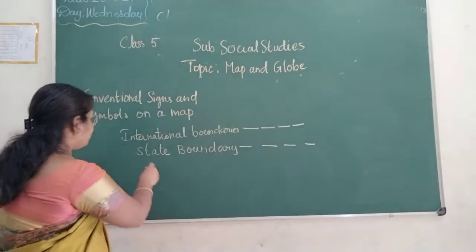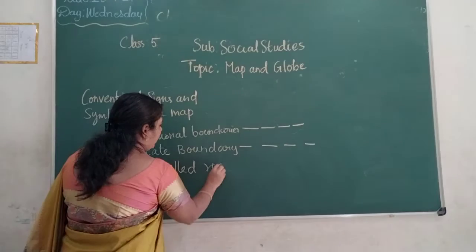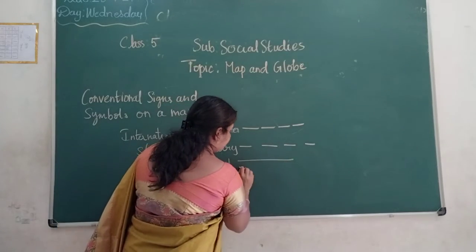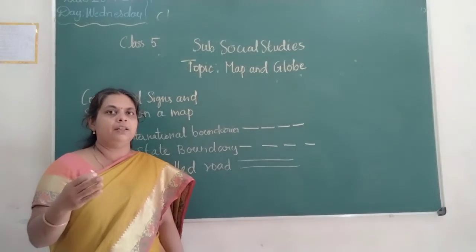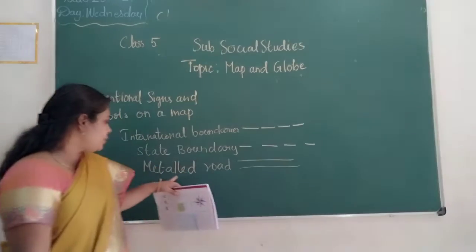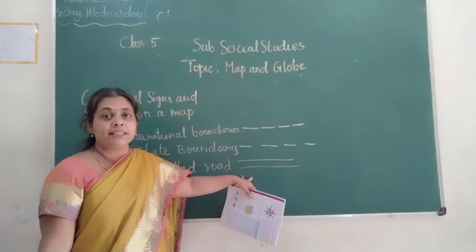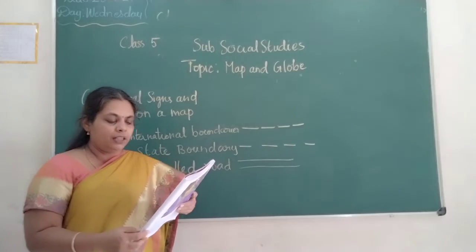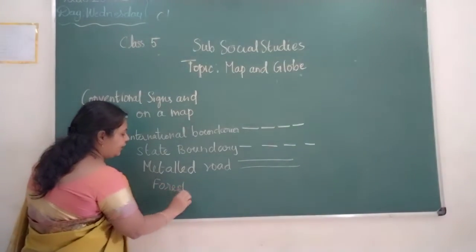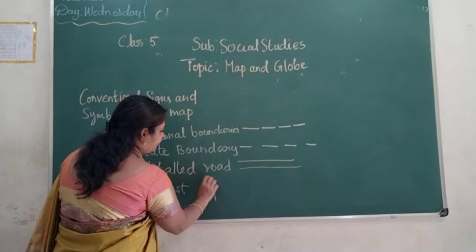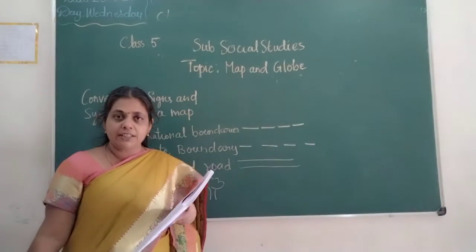Then metalled road. So for a metalled road, you have a line like this. It shows that it is a metalled road, children. So you could have learned kacha road and pakka road. So metalled road is pakka road. So it will be shown on the map like this, children. Then next you have the forest area. So forest means a green color tree like that, it will be shown, children. So it mentions that it is a forest area.